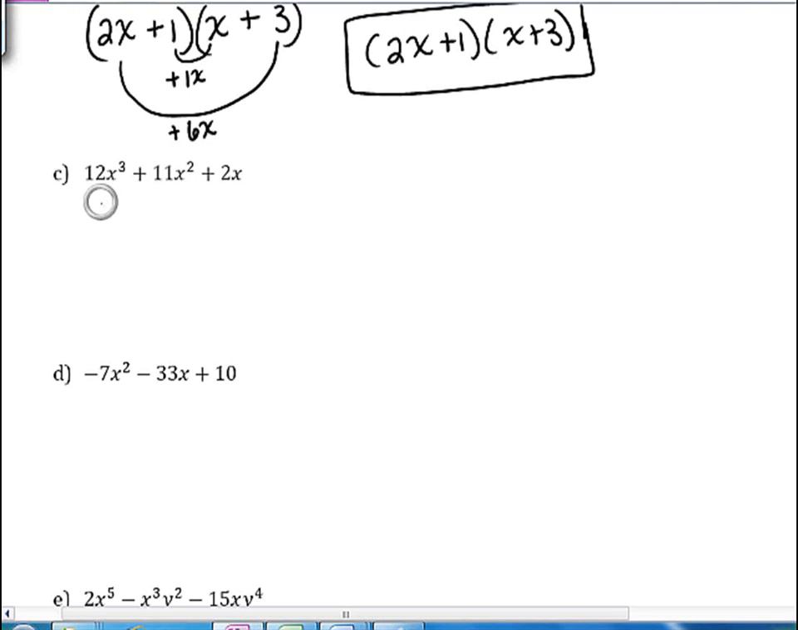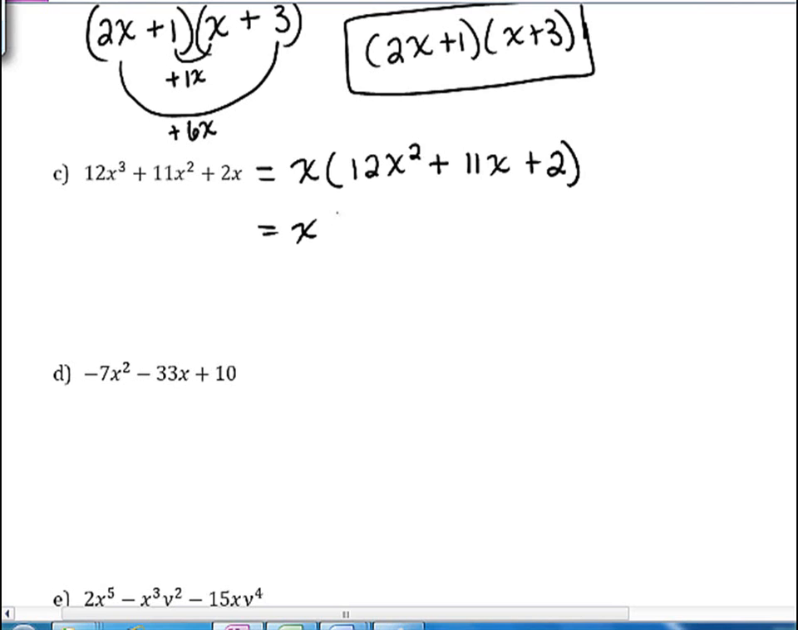Example C here is 12x cubed plus 11x squared plus 2x. Notice here that all of these terms have an x in them, so we need to factor an x out. But we have 12, 11, and 2 for our numbers, so I can't factor a number out because the 11 is prime and only 11 and 1 divide itself. So we're just going to factor out that x. And when we do that, we're going to get 12x squared plus 11x plus 2.